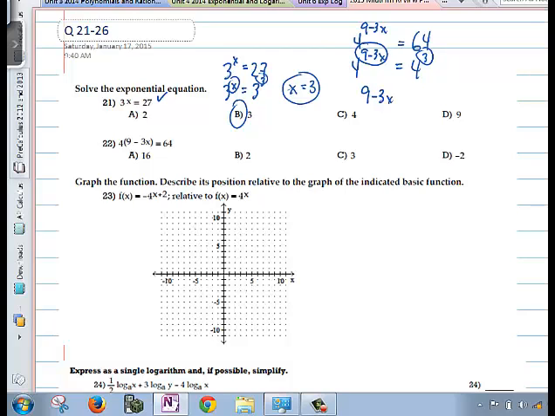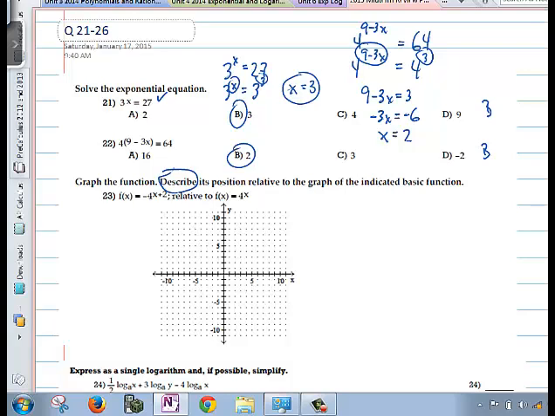9 minus 3x equals 3. So now we have negative 3x equals, I subtract 9 to the other side, I get negative 6. So x would have to equal 2. So that would be choice B again. So you would have B and then B.